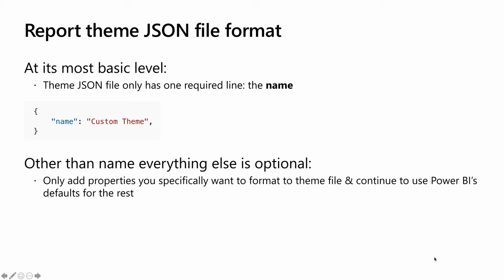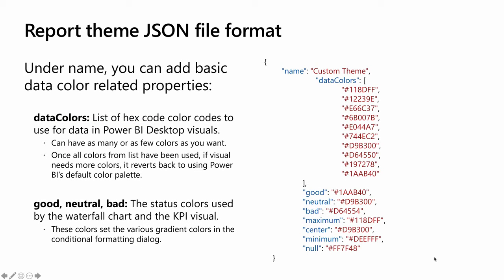On the very basic level, I have my name in the JSON file, and all the other names are optional. In this case, here is my name, here's the list of data colors, and then you can also have some status colors. If it's good, it's going to be this color; neutral, that color; bad, maximum, center, minimum, null. You can extend that a lot further. But if you're brand new to working with custom themes and JSON, I recommend starting very small, play around with it, and then dive into it further and modify that theme.